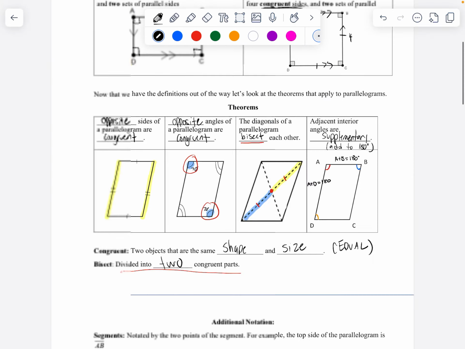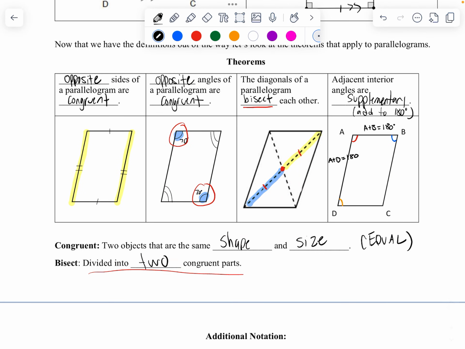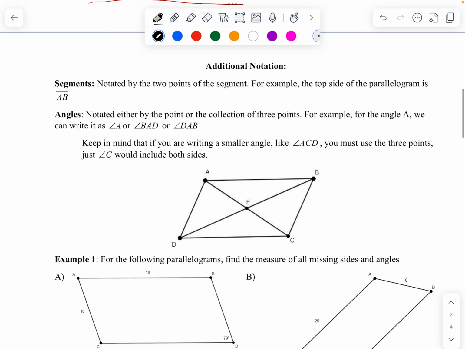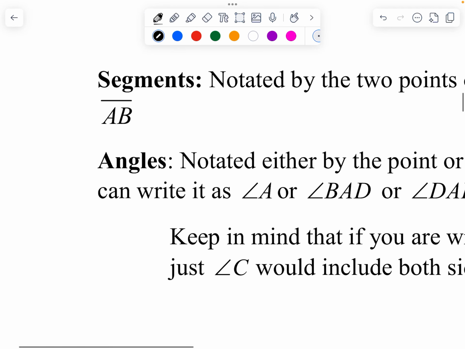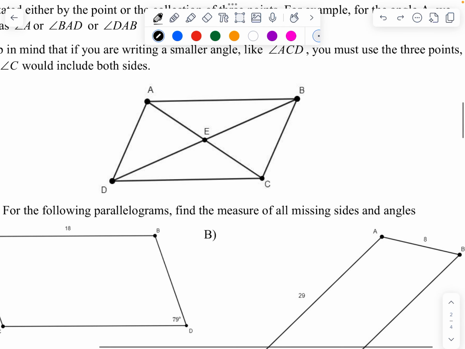Okay, so that's all of your vocab for everything parallelograms. Let's actually use it, set up some problems. Oh, one more piece of vocab, sorry. Segments. Notation-wise, if you haven't seen it in geometry, you're going to see a line above. So segment AB is essentially talking about the line from A to B.